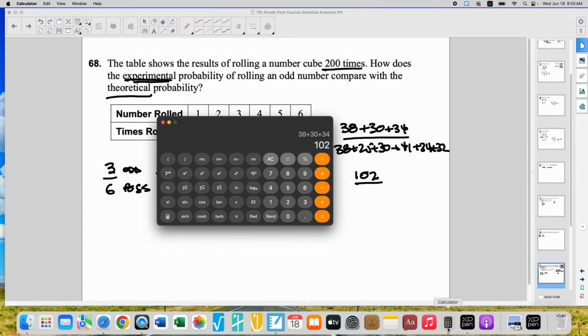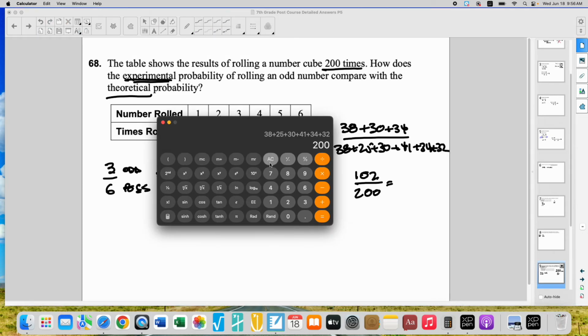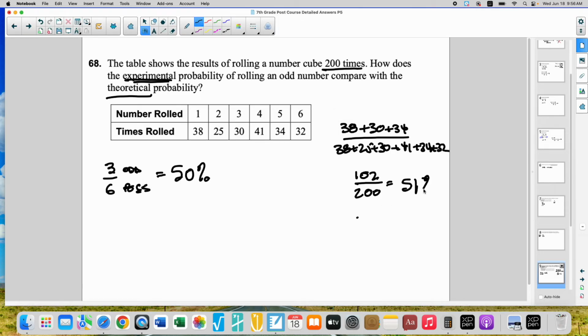Now let's do the denominator. So 38 plus 25 plus 30 plus 41 plus 34 plus 32. That's 200. So 102 divided by 200 is close, but it is not 50%, it is 51%.